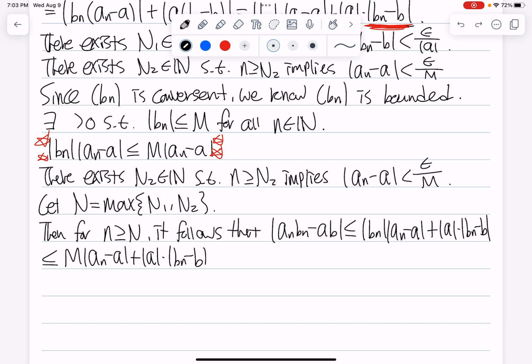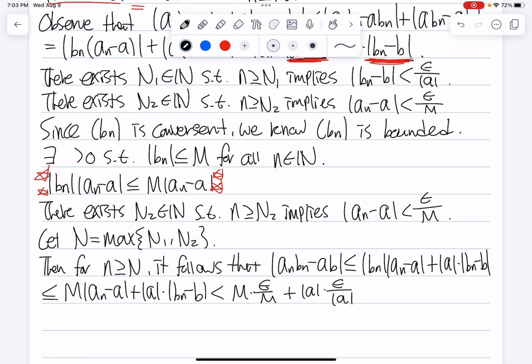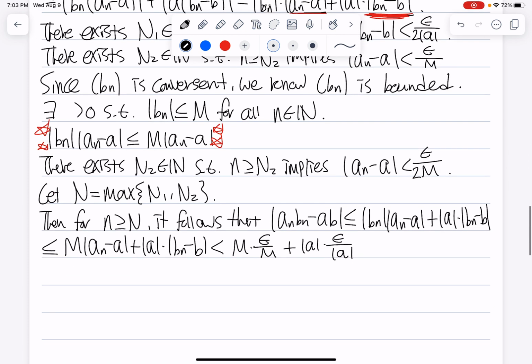Well, then this is less than M times epsilon over M plus |a| times epsilon over |a|. And sorry, I made a mistake here. We should let |an − a| be less than epsilon over 2M. And similarly up here, we should make it epsilon over 2 times |a|. So then we'll have something like this, which is then equal to epsilon over 2 plus epsilon over 2, which is epsilon, as desired.